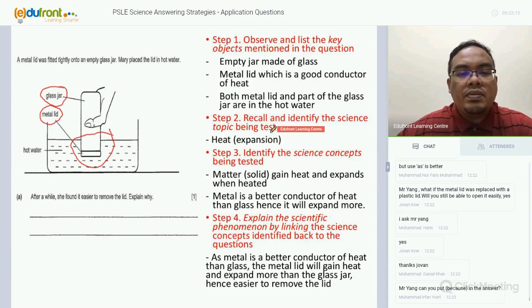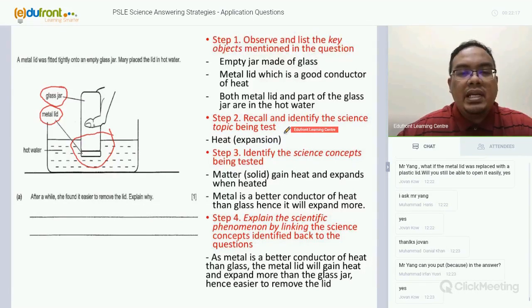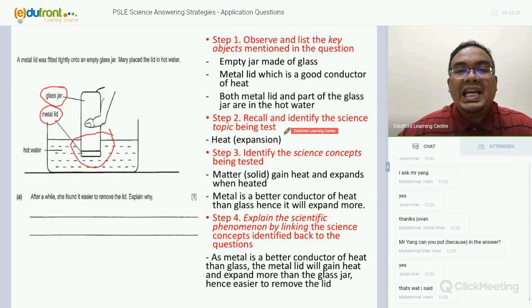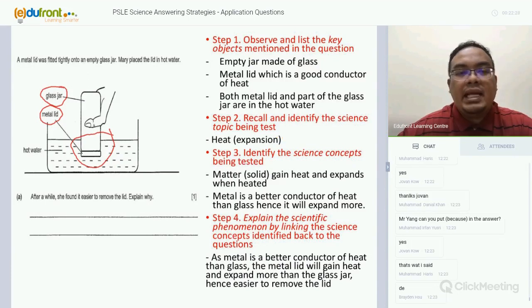Coming back to this question, we know that this is on the topic of heat, and more specifically about expansion. When an object or matter is heated, it gains heat and expands. So step number 2, you know that this is under the topic of heat.